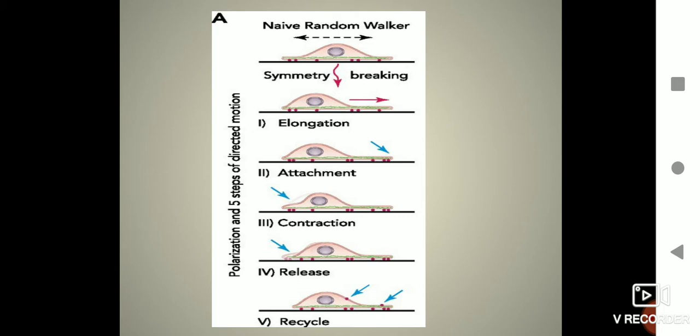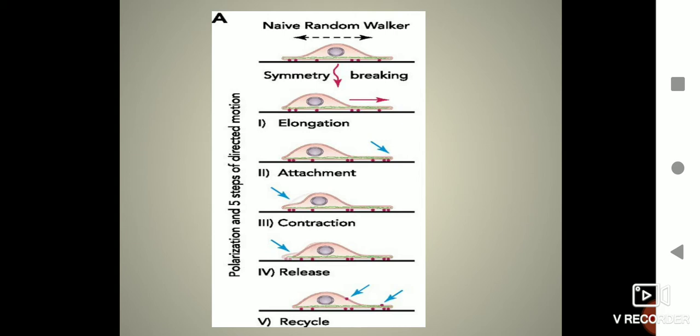So first step, you can see it is an initial resting cell. Then in the second step, or second diagram, you can see elongation, where extension of the lamellipodia is taking place. All those red dots at the bottom are the integrins which are binding the cell to the extracellular matrix. And the third diagram shows the attachment, that is the adhesion of the cell to the ECM through integrin molecules.